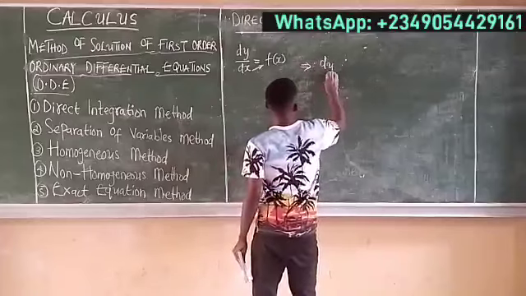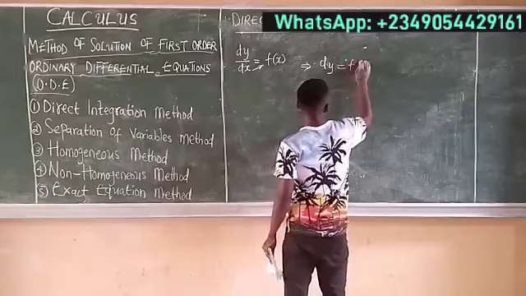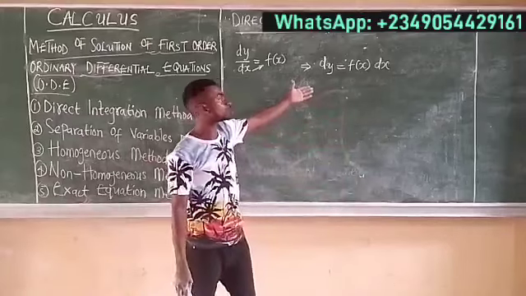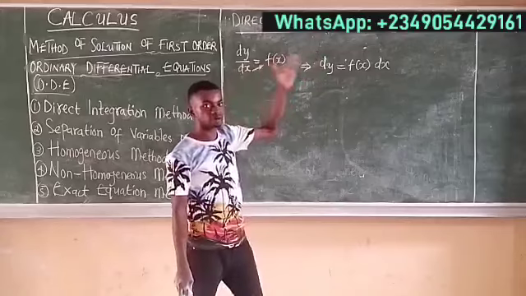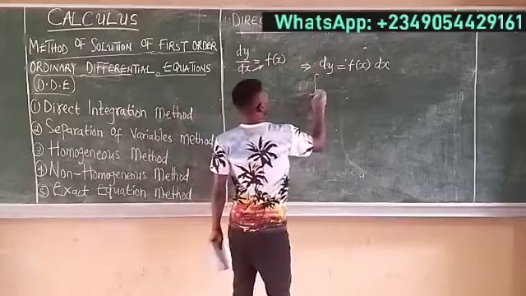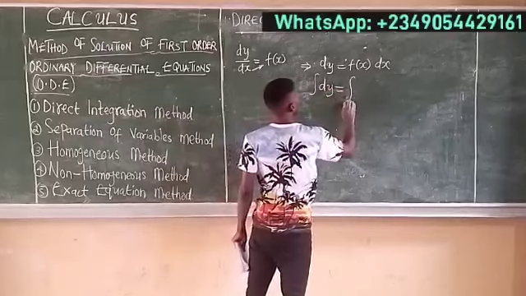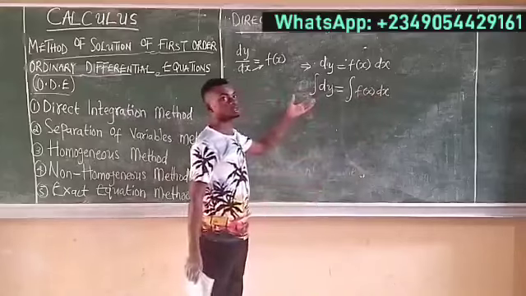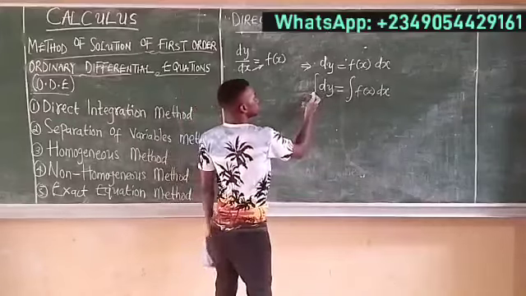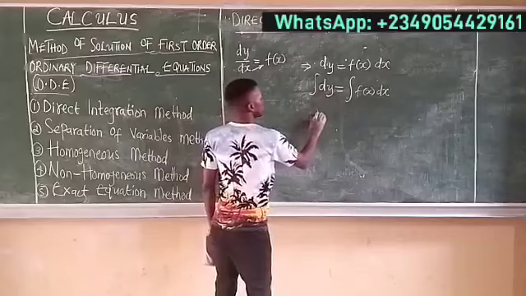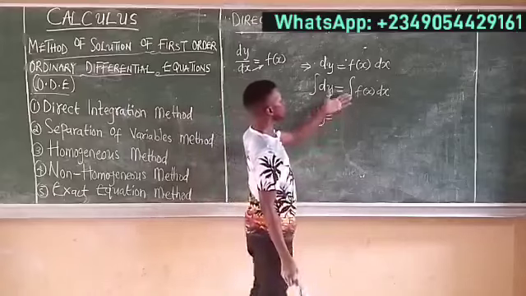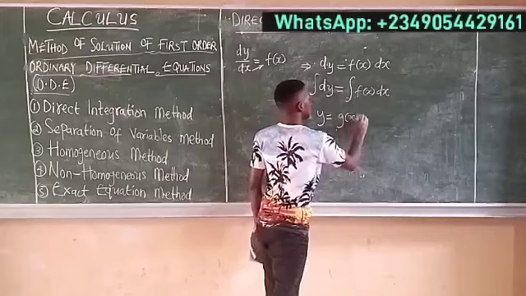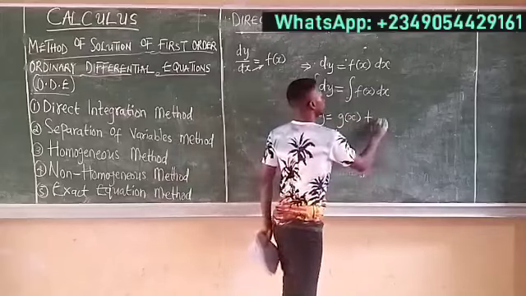dy equals f of x dx. Then when you have gotten to this form, you can now integrate them directly. So we integrate dy equals f of x dx. Integrating this, the integral of dy is y. Then the integral of f of x, you get g of x plus constant of integration.